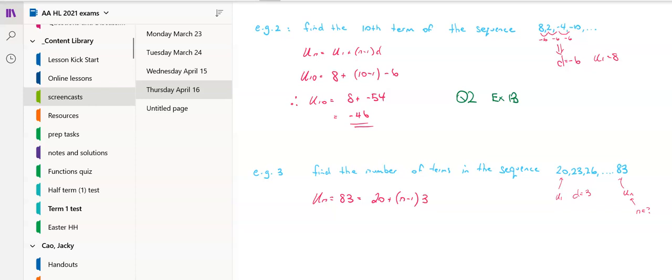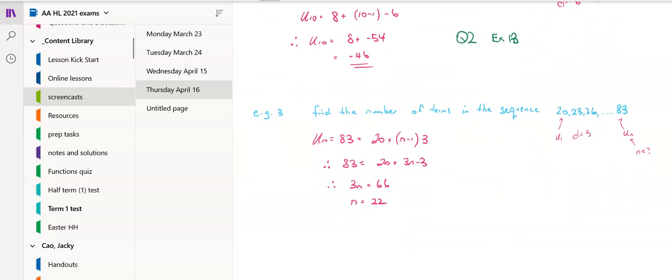Okay, so here I have an equation with one unknown, which is n. I just need to go ahead and solve. Therefore, 83 is equal to 20 plus 3n minus 3. Get to work on this. Therefore, 3n is equal to 17. 83 minus 17 is 66. So dividing by 3, n equals 22.